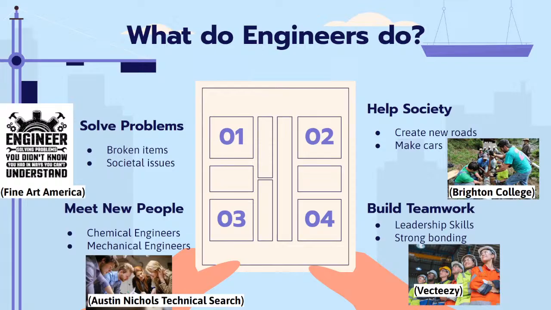It's crazy. When all of you guys grow up, who knows? You guys might have a flying car right in your house, and that is so cool. Another thing is meeting new people. This way, through engineering, right? You have chemical engineering, mechanical engineering. Like I'm a mechanical engineer right now. That's my major in college.